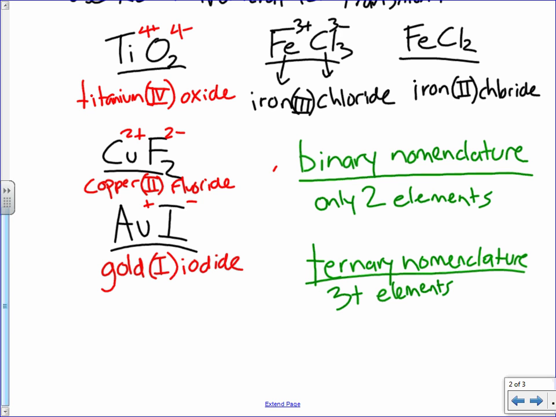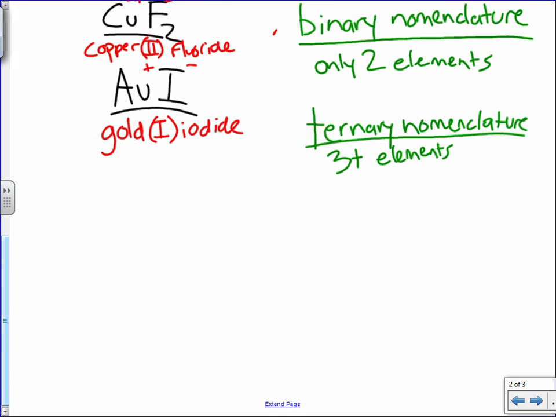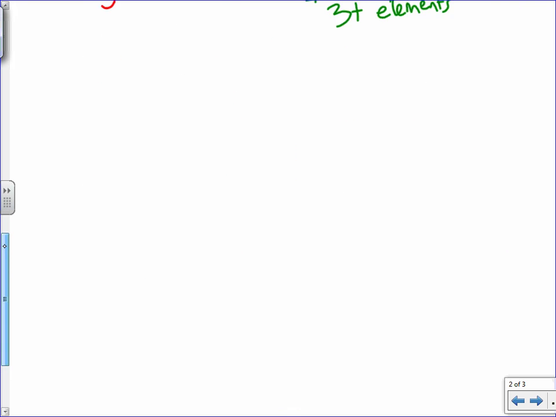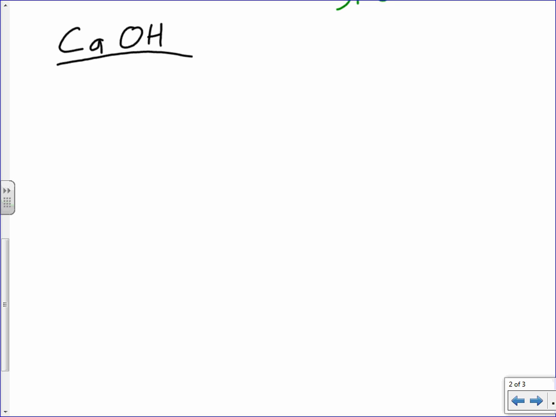This is where you have 3 plus elements involved in an ionic bond. All right? So, an example would be calcium hydroxide. Okay? Use the same rules. Cation first, calcium. Now, for the polyatomic ion, this is the second part. This thing right here.